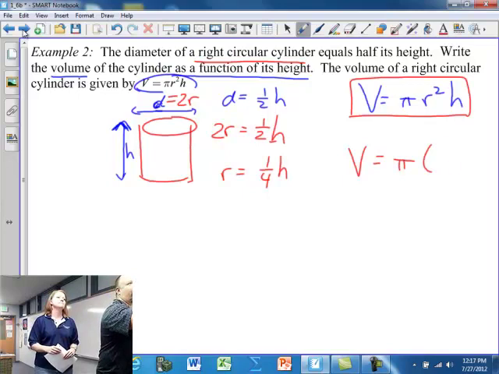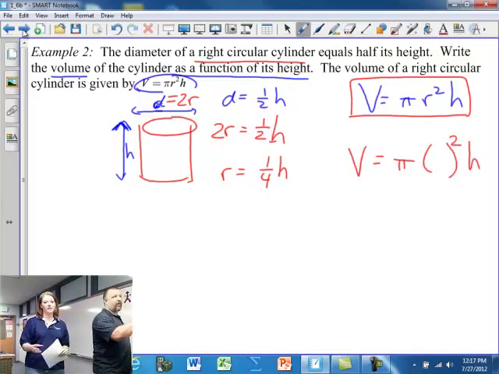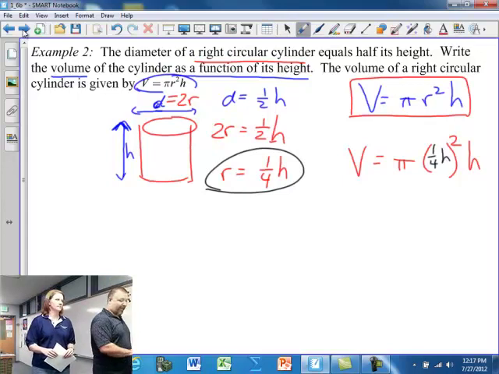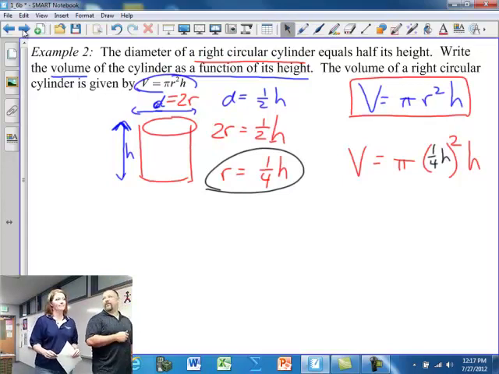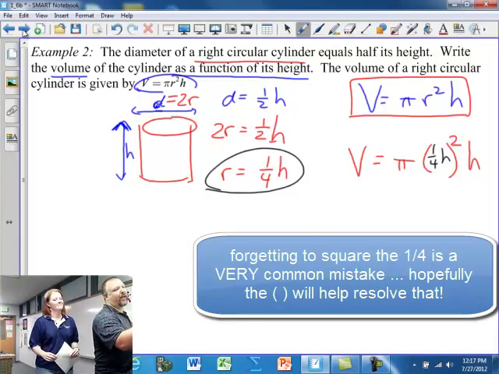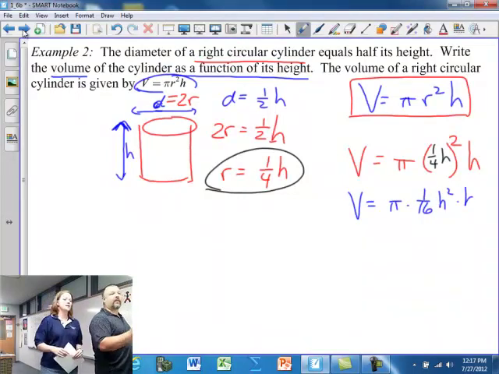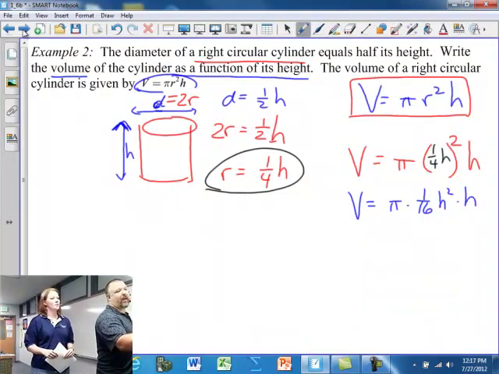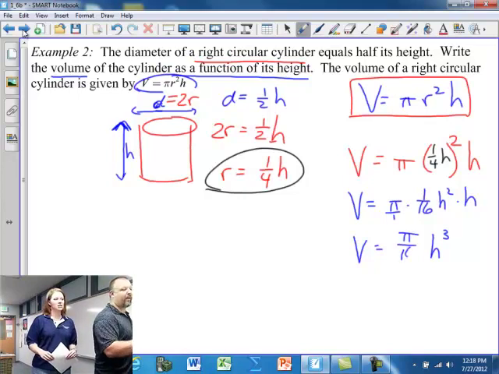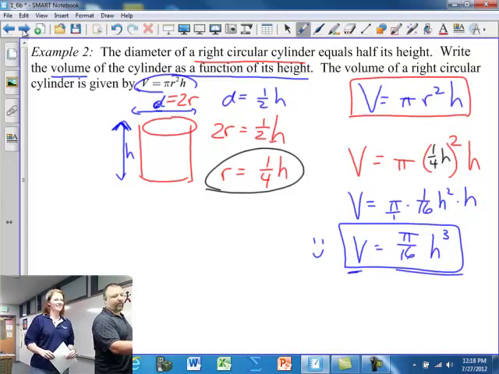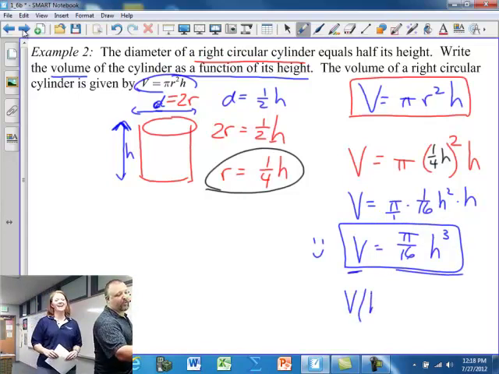This is going to be pi times the radius squared times h, and the radius is 1/4 h. The reason the parentheses are there is because we actually have to square not only the h, but also the 1/4. What's 1/4 squared? 1/16. So this is volume equals pi times 1/16 times h squared times h. But hey, Mr. Leckie, an h squared times an h is an h cubed. Right. So pretty it up for us. What's pi, which is over 1, times 1/16? Pi over 16. There we go. Now it's much easier and pretty, and that is volume written as a function of height. You could even go, you don't have to do this.